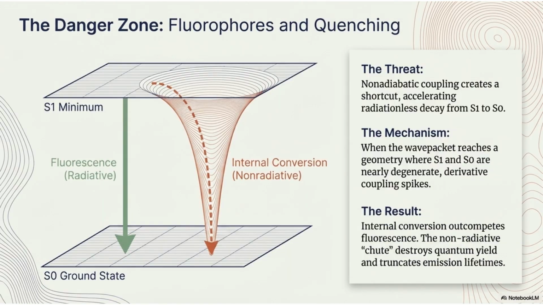The danger zone for fluorophores involves quenching. Non-adiabatic coupling creates a shortcut for internal conversion from S1 to S0. When the wave packet is near a geometry where S1 and S0 are nearly degenerate, derivative coupling spikes. This non-radiative decay pathway drastically reduces quantum yield and emission lifetimes.